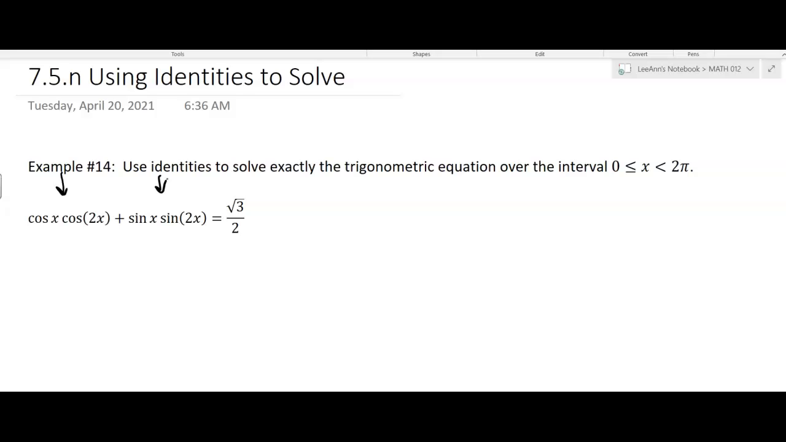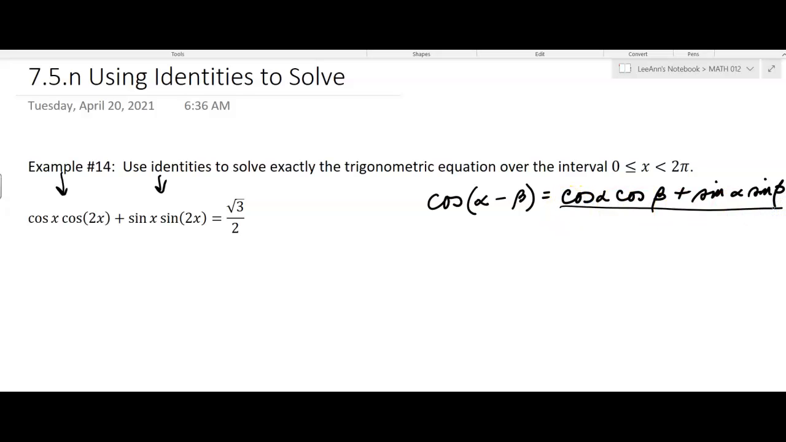But there is an identity somewhere on your page of identities that says cosine of alpha minus beta is equal to cosine alpha cosine beta plus sine alpha sine beta. So we're looking for this type of format, where there's cosine cosine. This is like your alpha here and your beta here, and they're the same over here, alpha and beta. And so you've got this situation on the right where it's cosine alpha cosine beta plus sine alpha sine beta. So then we're going to convert it to the side on the left.